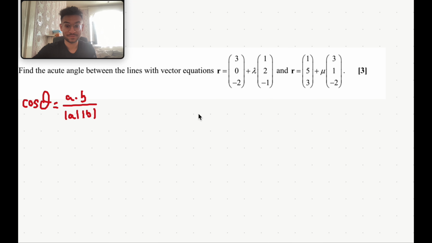Hi guys, in this video we're given two different vector equations and we're being asked to find the angle between the lines with the vector equations. So what we're going to do first is establish the direction vectors. So in this case that's this here and this here.